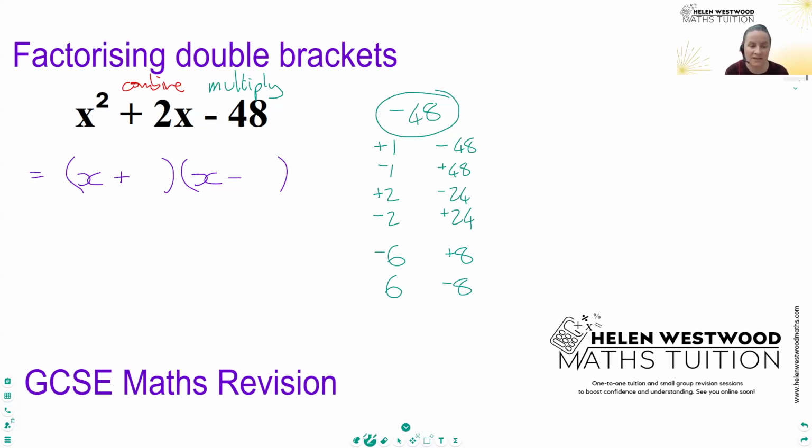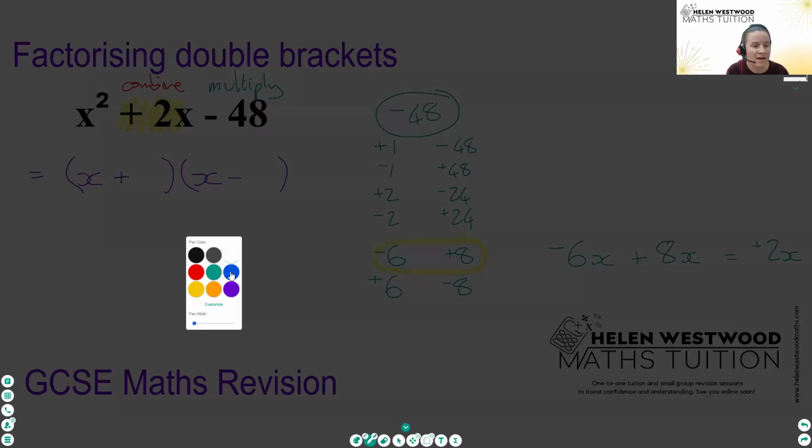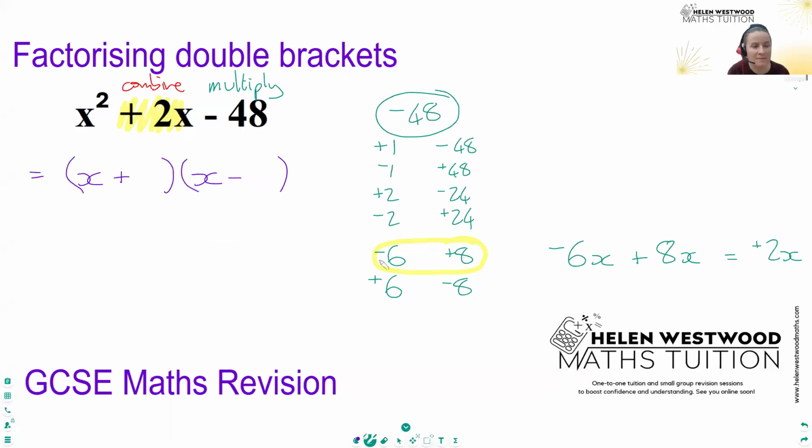Okay, so I'm going to jump to the pairs that we're going to be interested in, because we know that 6 times 8 is 48. So negative 6 times positive 8 or positive 6 times negative 8 will give us 48. But we want to think about which of those pairs would combine together to give positive 2, which would be this one. Because minus 6x plus 8x is going to give us positive 2x, which we've got in the middle there. Therefore, because it's minus 6, the 6 is going to go there where we've got minus 6 in the bracket, and the 8 is going to go just there.